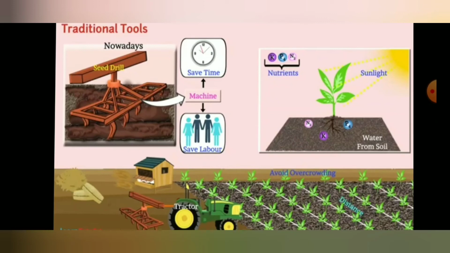Seed drill is one of the traditional tools used for the sowing process. It is run by the tractor. It will place the seeds at some distance so that it will avoid the overcrowding. Each and every plant will get the nutrients in a proper way and they will grow in a proper way. Each plant will get equal amounts of minerals and they will give a good yield also. It will save the time and also save the labor. Shall we move next?